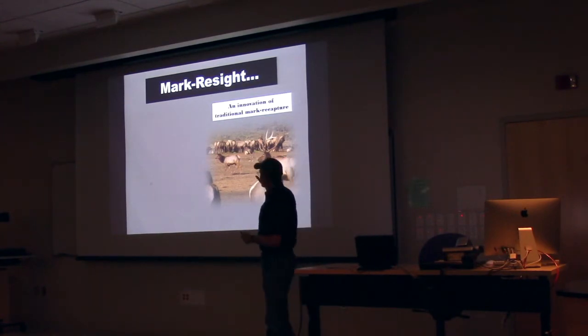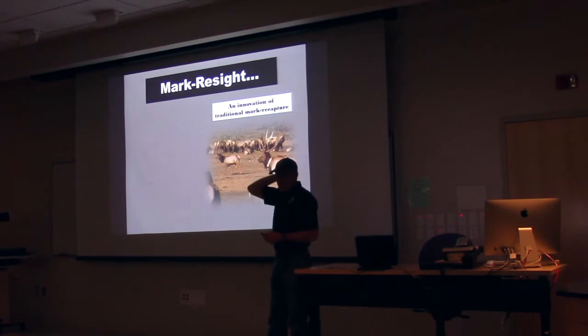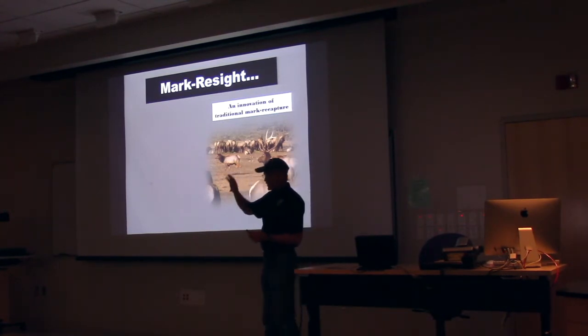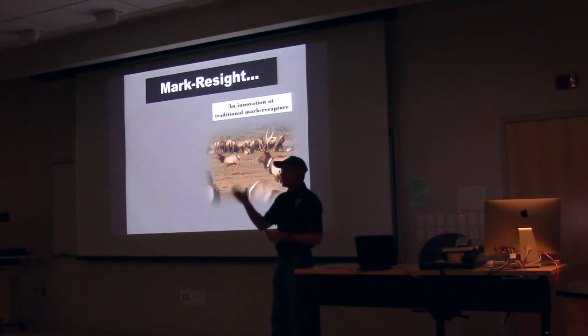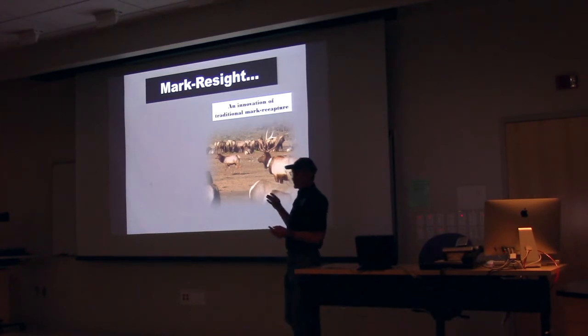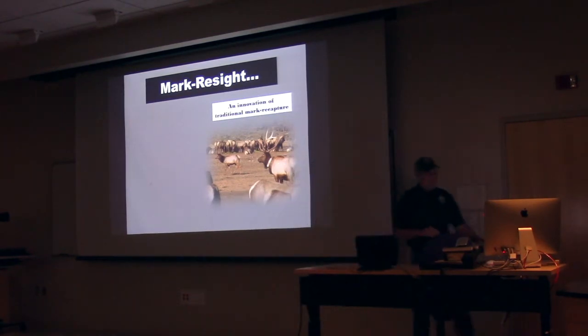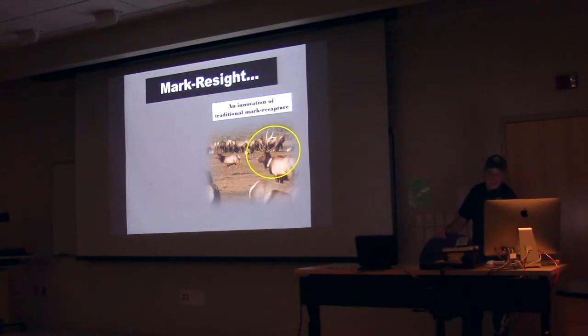So what we've done with large ungulate surveys is we've innovated that so that the recapture part of it is not really going to be a recapture. It's going to be a resighting. So we're going to mark some animals, and then we're going to try to resample the population, and rather than catch them, we're going to see them, and we're going to note whether we saw a marked one or an unmarked one each time. Right? So there's your marked elk in the middle of a whole bunch of unmarked elk.